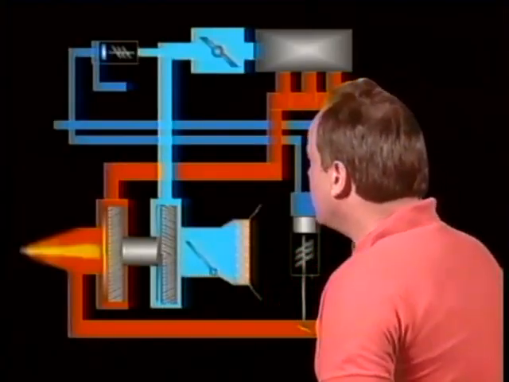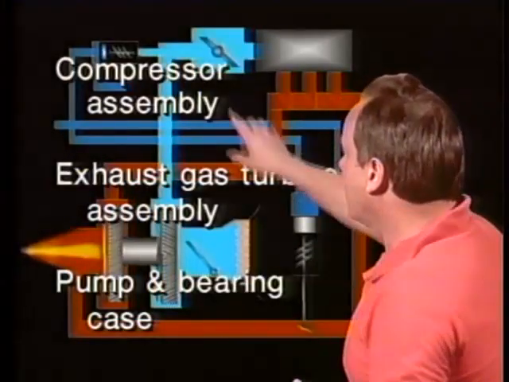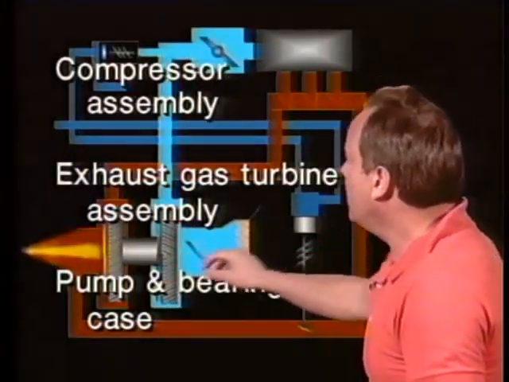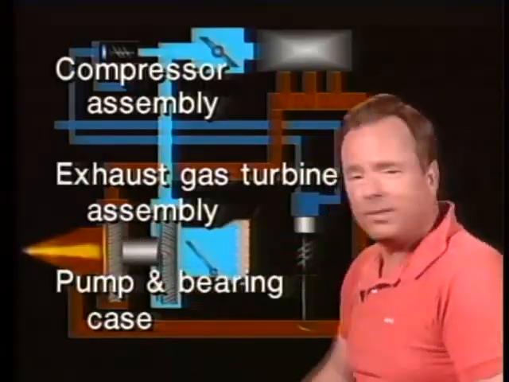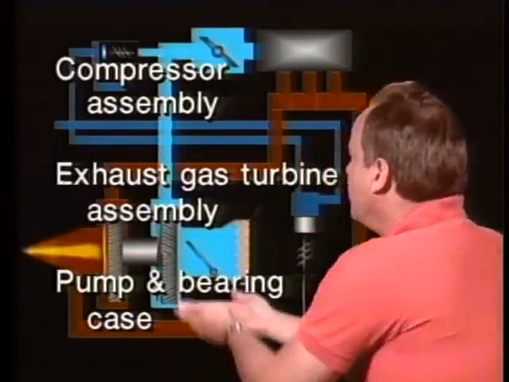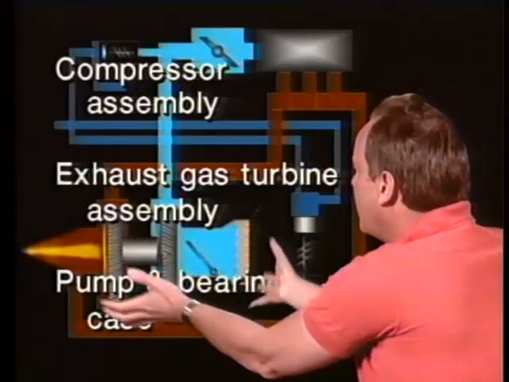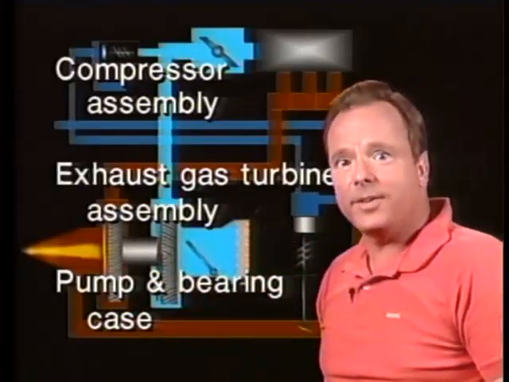All right, now let's take a look, once again, at a typical turbo supercharger. What is that? That's just a regular supercharger. They're going to ask you, what are the three basic parts of a typical turbo supercharger? Let's take a look at those three basic parts. They are the compressor assembly, that's right here, the exhaust gas turbine assembly, that's this part over in here, and the pump and bearing case, the whole case around those. And they're going to ask you about that on the test.